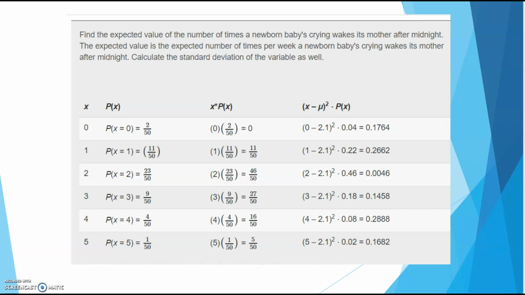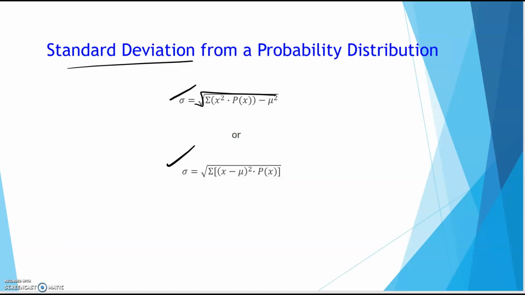Well, notice they give you mu right here, which is your population mean. So your mean would be this 2.1. Now if we were going to find our standard deviation, then what we need to do is add up this column right here. Because if you look back, there's those symbols right there, x minus mu squared times the probability of x.